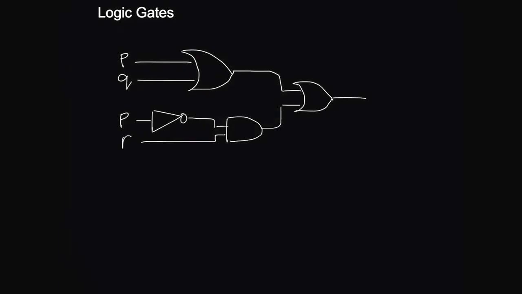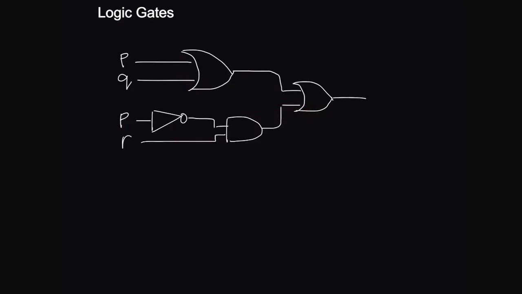Hi, this is a quick lesson on logic gates. What you see here on this screen is an example of a network. This network is made up of several logic gates. Over here, you have an OR gate. Over here, you have a NOT gate. Over here, you have an AND gate. And here you have another OR gate.